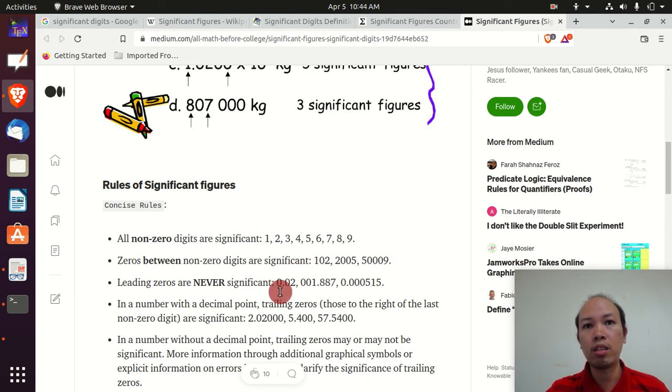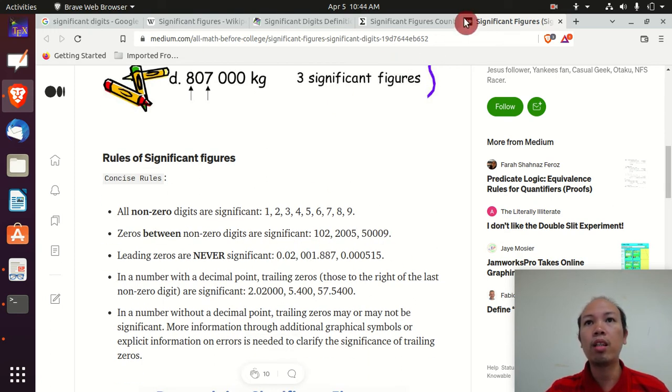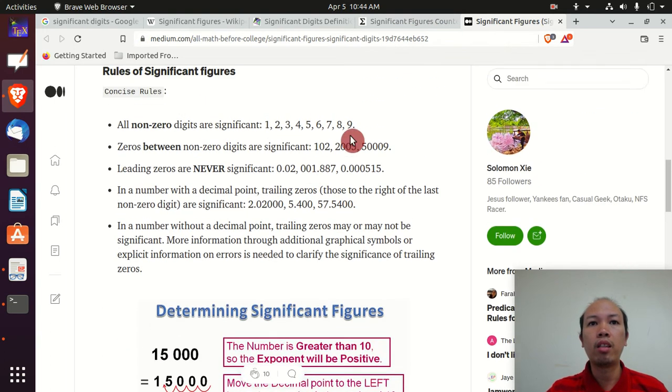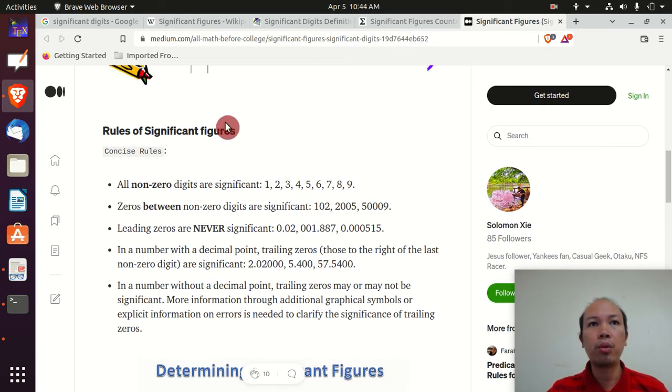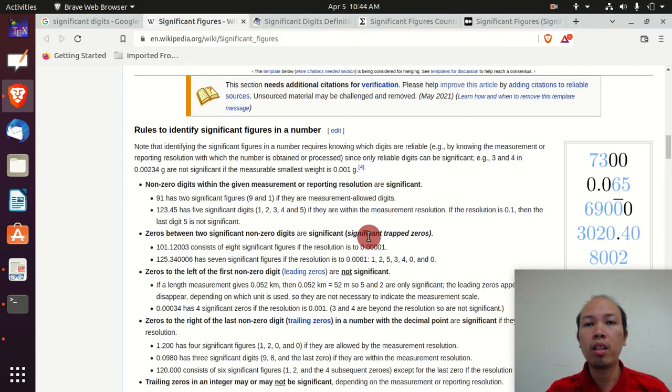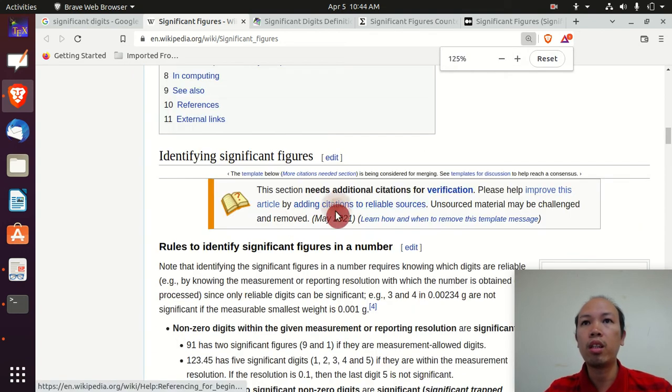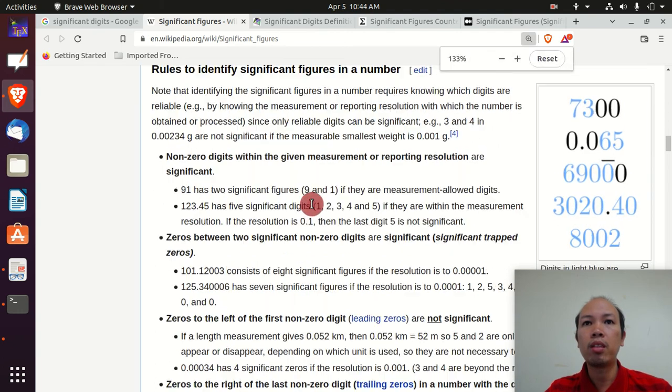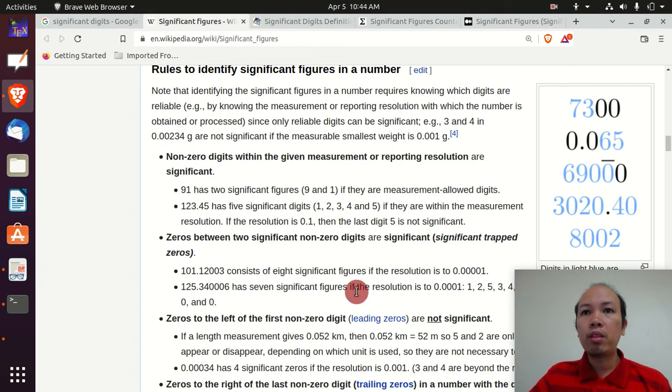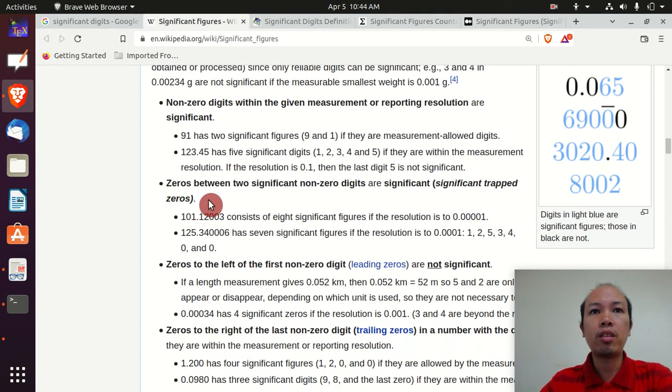So these are the examples. You just read this one and type this URL in the Google browser, just to have a review. And there's also, let's zoom this one up to 133%. For example, there is a word here like this one: zeros between two significant non-zero digits are significant.